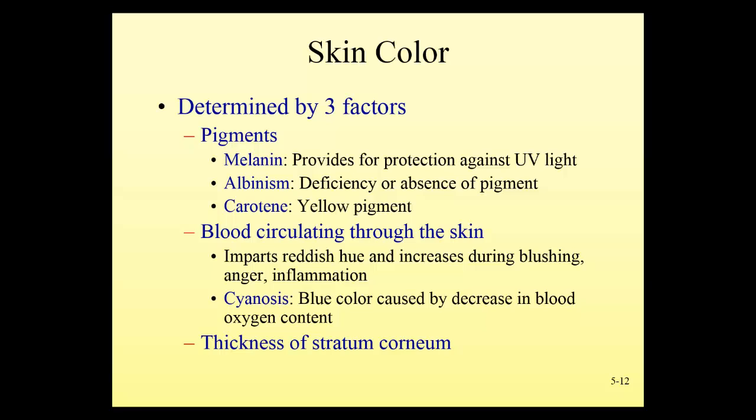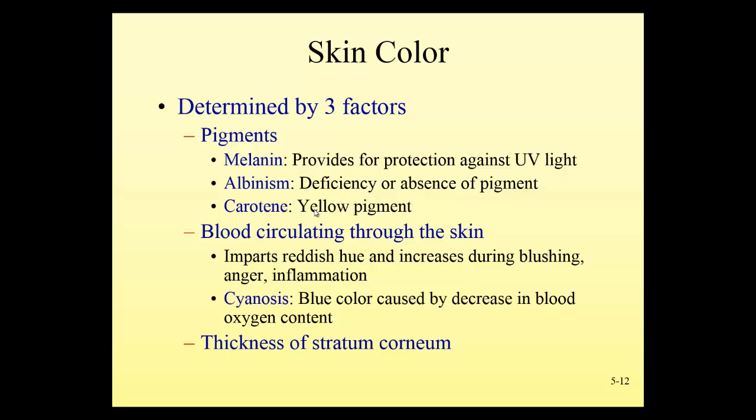Carotene is a pigment that gives the skin a yellowish color. Sometimes babies that have a diet high in those yellow-orange vegetables like the squashes can actually get a yellow pigment to their skin just from a high carotene diet. Also, for people that have a lot of blood vessels near the surface of their skin, they sometimes get a rosy cheeked appearance.